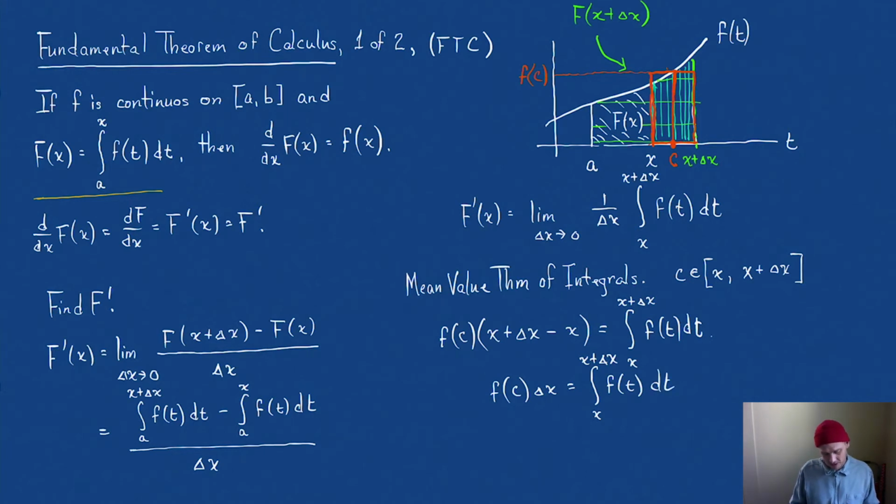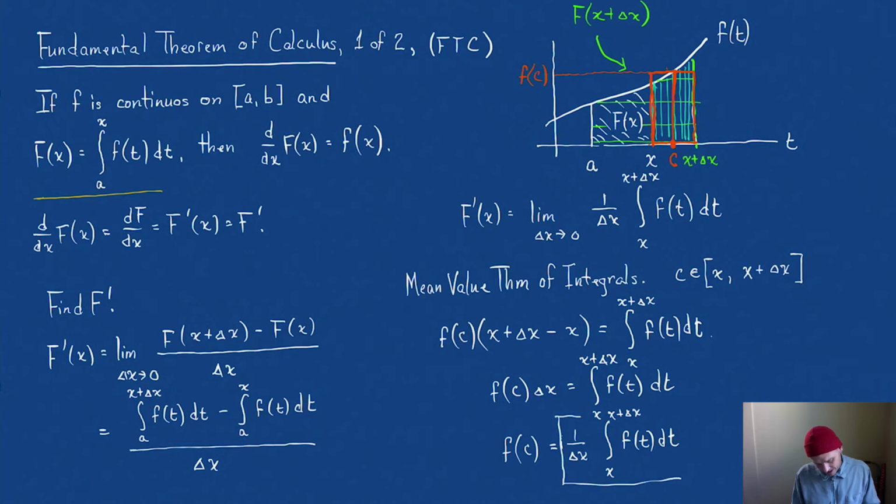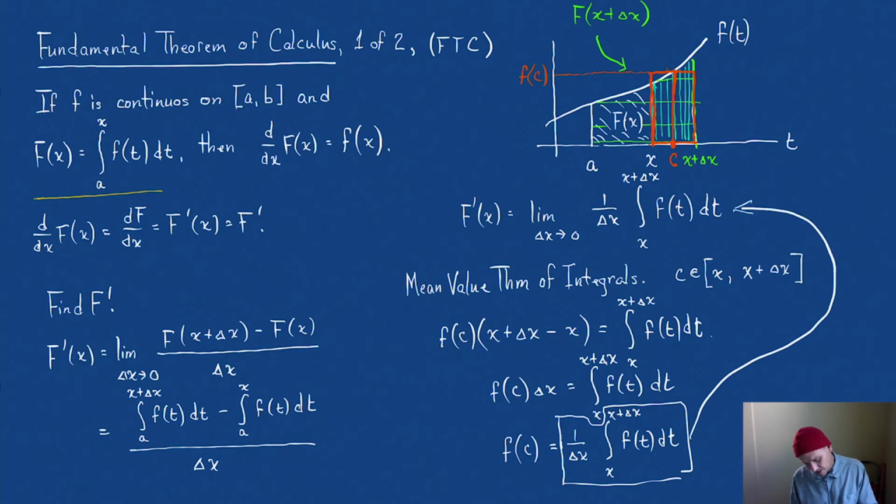Now I'm running out of space here. That's okay. We'll go to another screen when it's necessary. But look at this. This says that f of c is equal to 1 over delta x times this integral from x to x plus delta x of f of t dt. Well, hold on a second. This piece right here is exactly where we stopped. It's that piece right there. So here's what we're going to do. I'm going to grab another color so we can see all this.